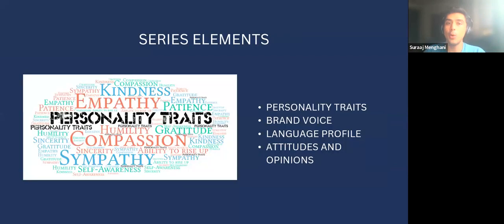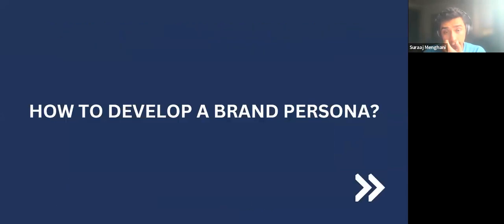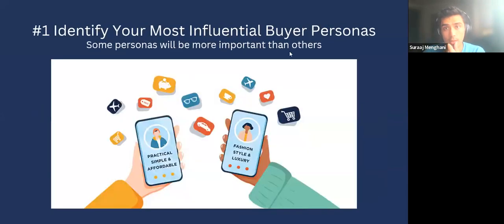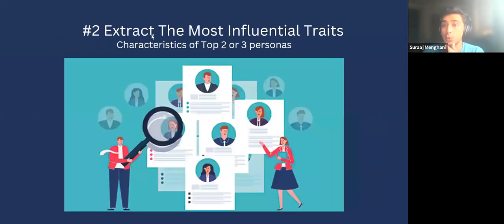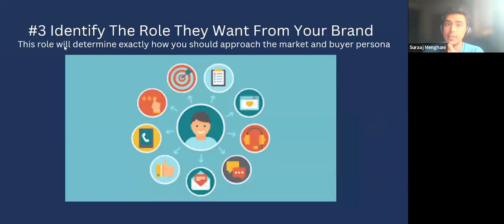So this is how brands actually work, guys: they figure out the most influential buying personas. Okay, they find out the influential traits, they identify the role they want from your brand. Okay, this role will determine exactly how you should approach the market and buyer persona.